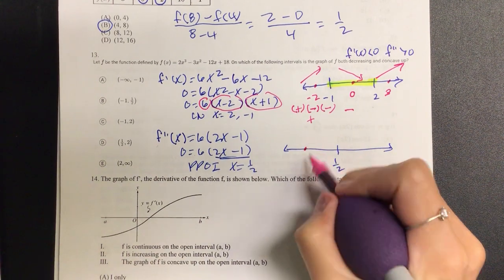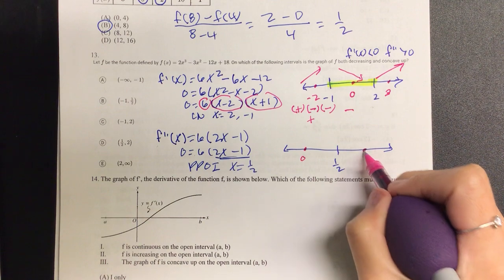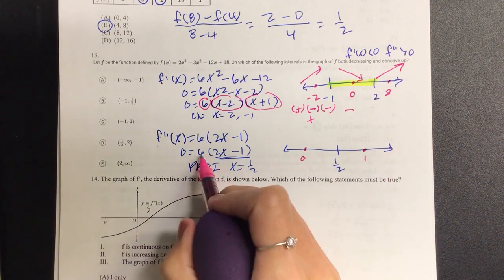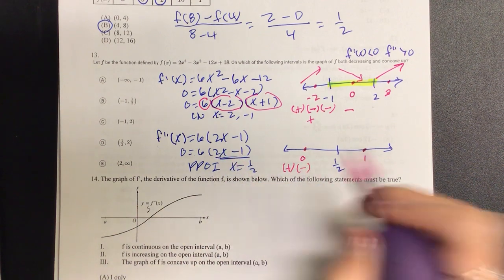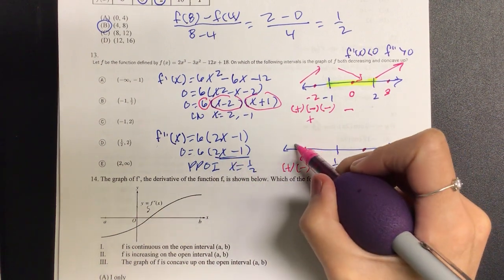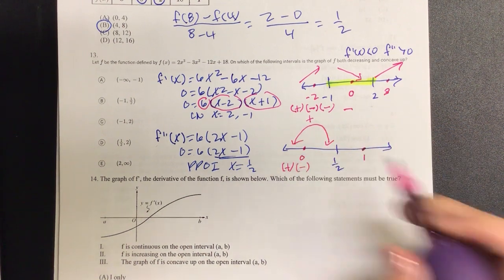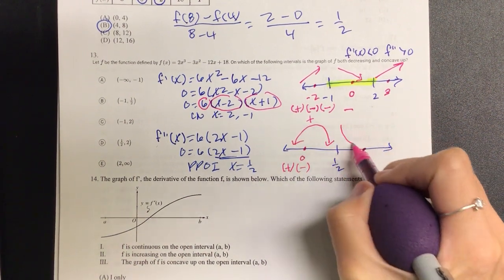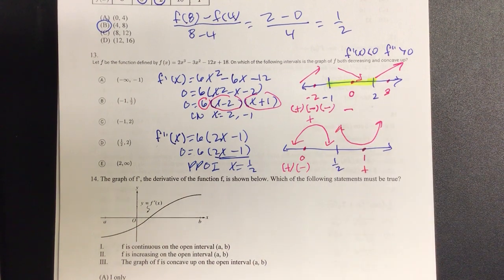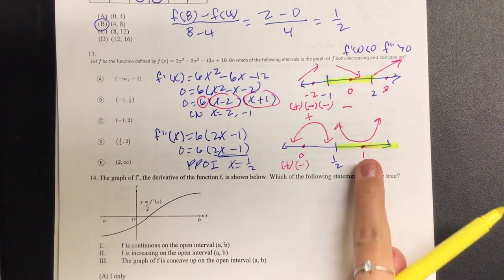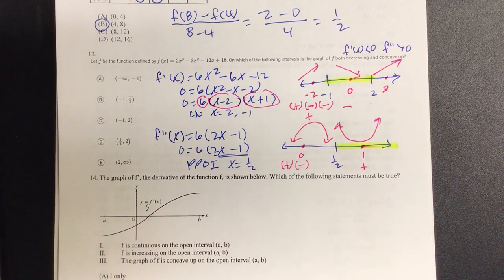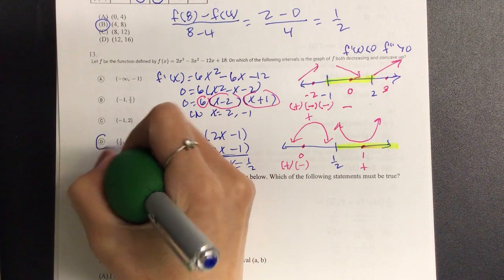And I would test 0 and 1. When I test my 0, 6 is already positive. Plugging in the 0, that's going to give me negative. So is this concave up or down? Down. And then the next one is going to give me positive, concave up. So that means our concave up is this piece. So I need to find the intersection between this interval and the next interval. So which one is the intersection? What repeated between those two? 1/2 to 2.